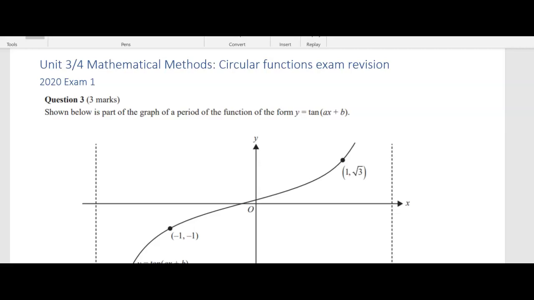Hi everyone, in this video we're going to go through past VCE exams focusing on circular functions. You'll notice at the top of each question I'll say where it has come from. So this very first question we're going to do is from last year's exam 1.